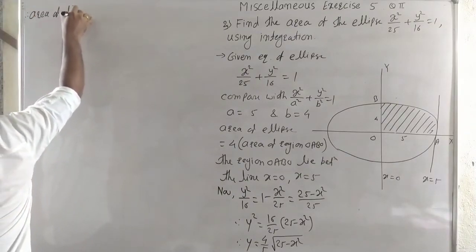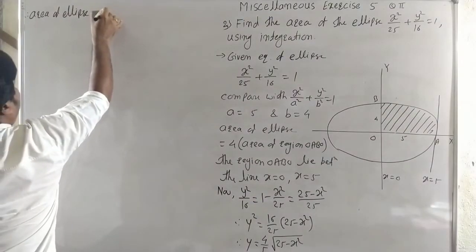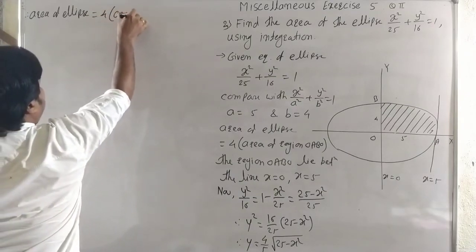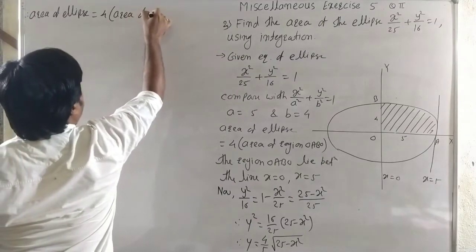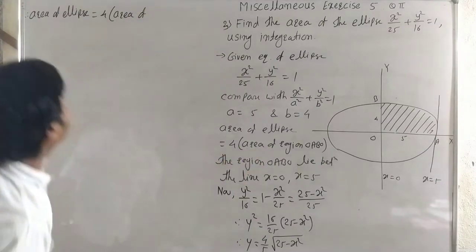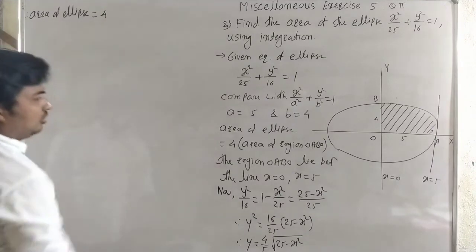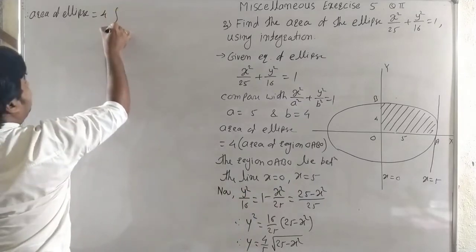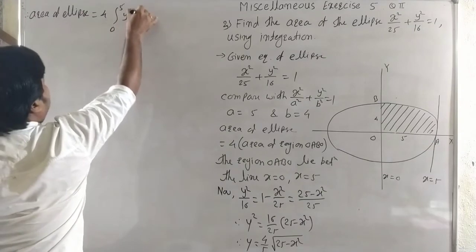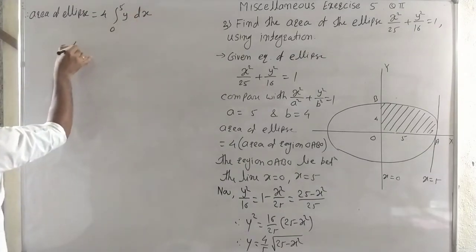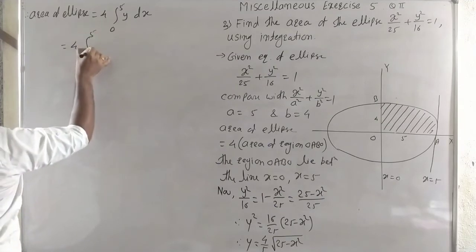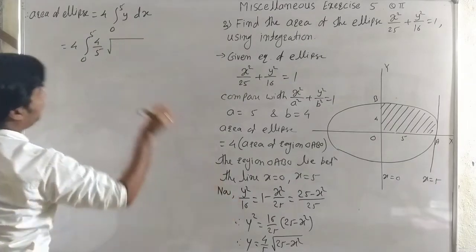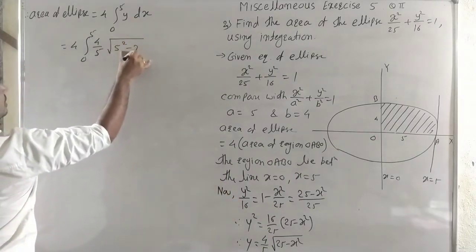Now the area of the ellipse, therefore, is equal to 4 times the area of this region. We can directly write it in the form of the integral. Area of this region lies in between 0 to 5: integral 0 to 5 y dx, and therefore it is 4 into integral 0 to 5 of 4 by 5 into under root of 25 minus x square, that is 5 square minus x square.